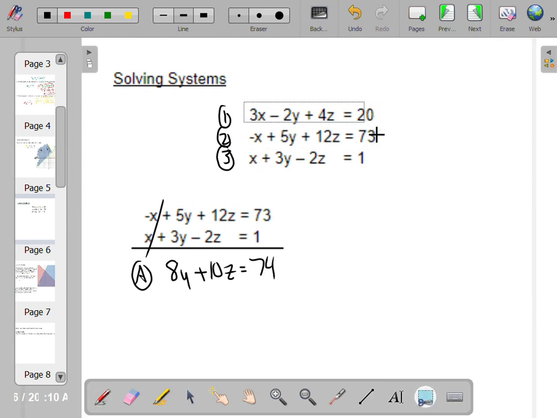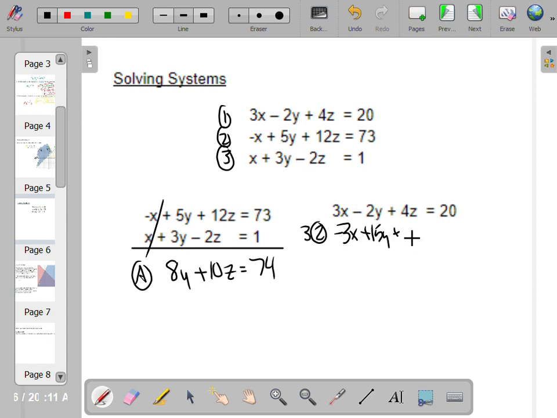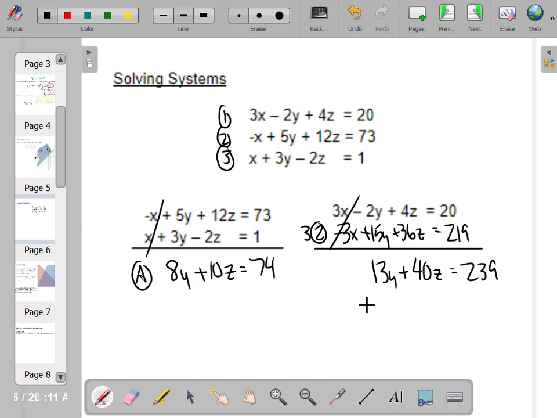I'm going to take line 1. Line 1's fine by itself, but I'm going to multiply line 2 because if I add those together, that's going to be 2x. I wish that was a -3. I can't just make one of these numbers -3, so I need to triple this line. So 3 times line 2 is -3x plus 15y plus 36z, and 3 times 73 is 219. Okay, distributive property. X's go away. 15 minus 2 is 13y, 36 plus 4 is 40z, and 219 plus 20 is 239. I'm going to call that my line B equation.